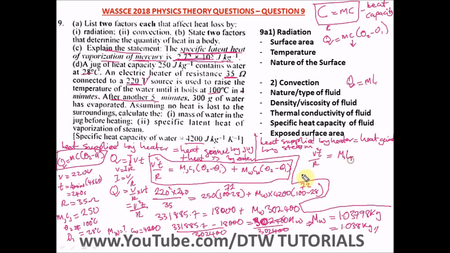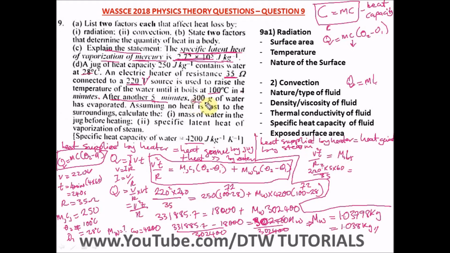Where we're looking for the specific latent heat of vaporization of steam, which is Ls. That's what we're looking for. And remember, it says after another 5 minutes, so our new time now will be 5 minutes. As we converted, we convert minutes to seconds by multiplying by 60. So our V is still 220, so we have 220 squared times 5 times 60 over 35, equal to our m, the mass of the steam.